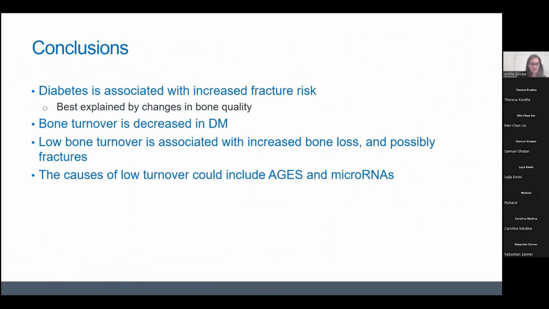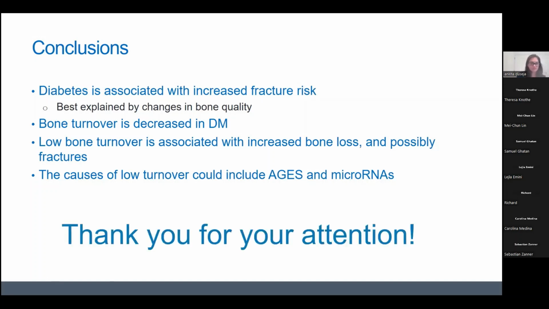To sum up, I've tried to show you that diabetes is associated with an increase in fracture risk, and this is best explained by the changes occurring in bone quality. Bone turnover is decreased in people with diabetes, both type 1 as well as type 2 diabetes. And this low bone turnover is associated with an increase in bone loss and possibly an increase in fractures. And the causes of low bone turnover could include the accumulation of advanced glycation end products and microRNA changes in expression.